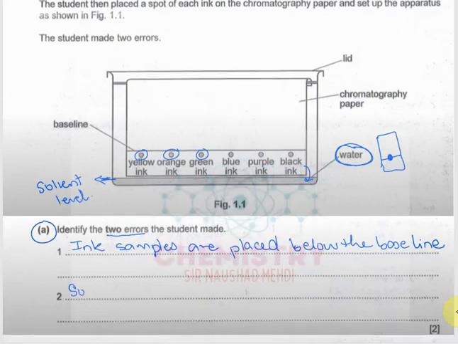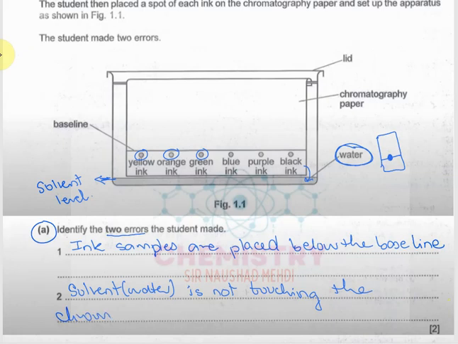So we can write this point in a way that the solvent, which is water in our case, is below the chromatography paper.